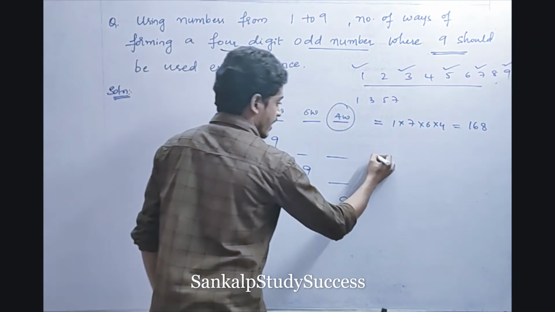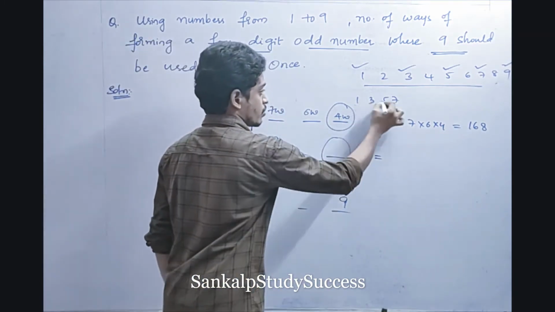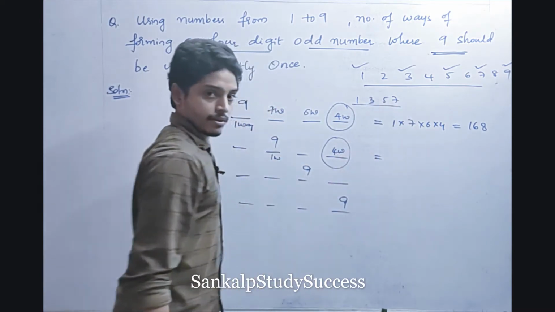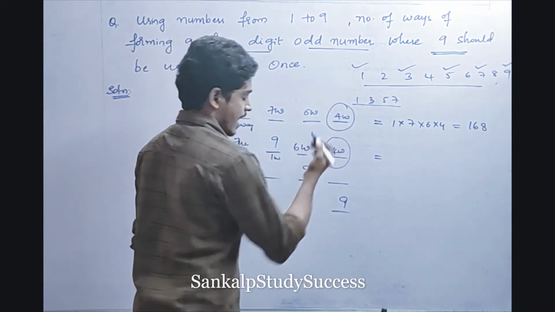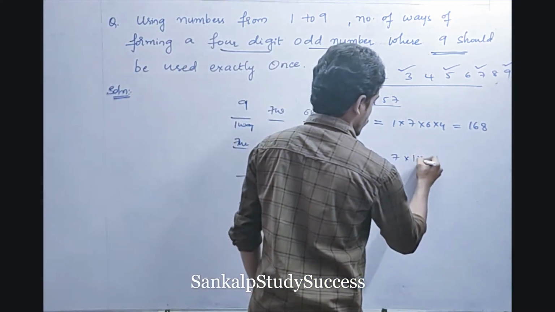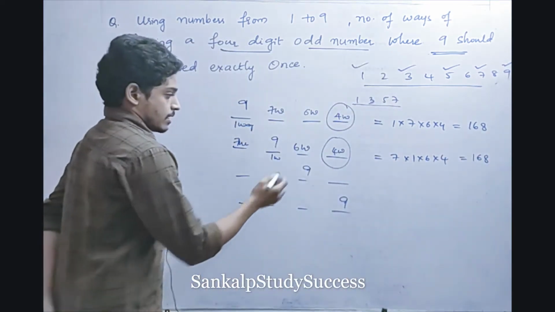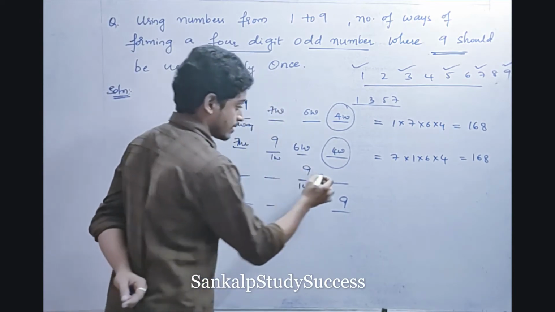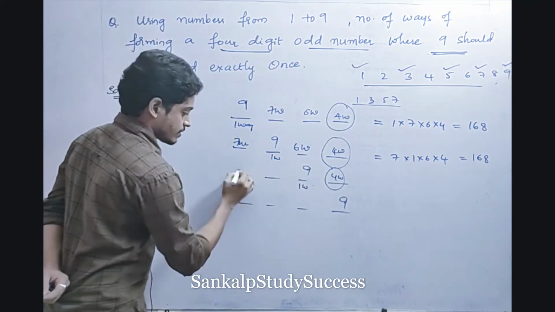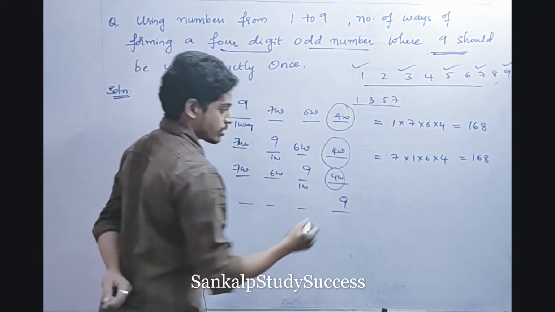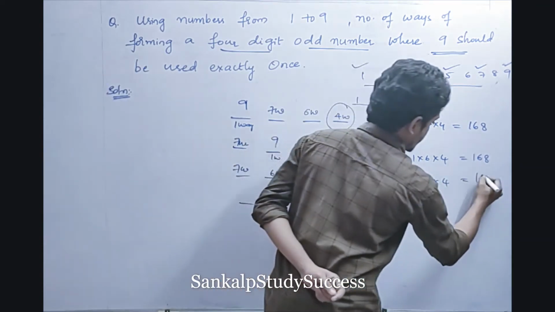Now here when 9 is kept here, this is 1 way, and here an odd number should come. So these 4 ways. 9 is already used, so 4 ways. Now this is 7 ways and this is 6 ways as usual. So 7 into 1 into 6 into 4 equals 168 ways. Next one. Here this is 1 way, and here also 4 ways, right? Odd number is 4 ways, and here this is 7 ways and this is also 6 ways. So what is the value here? 7 into 6 into 1 into 4 equals 168 ways.